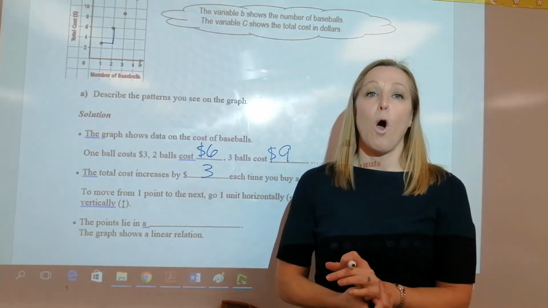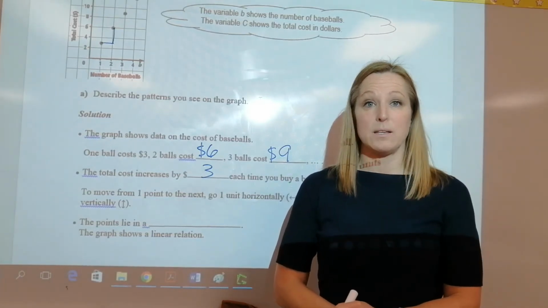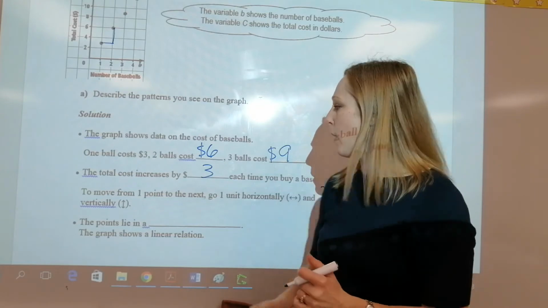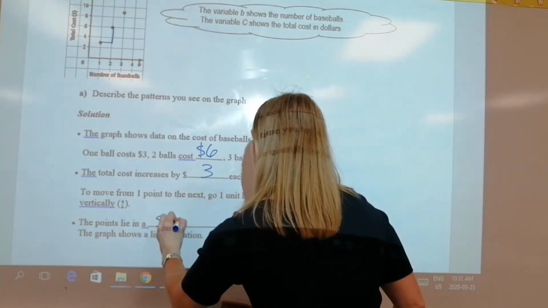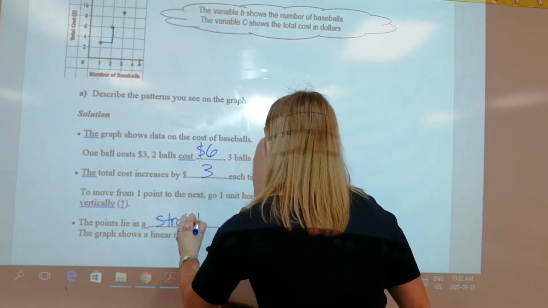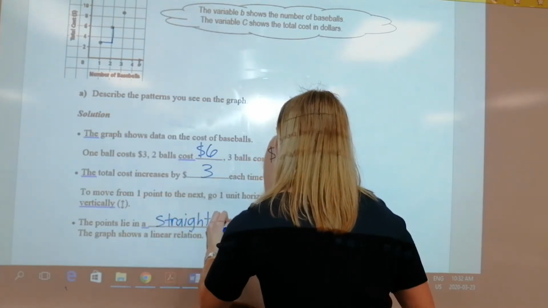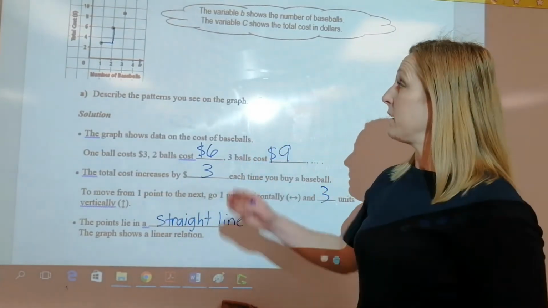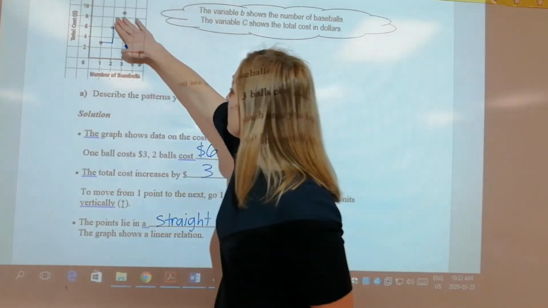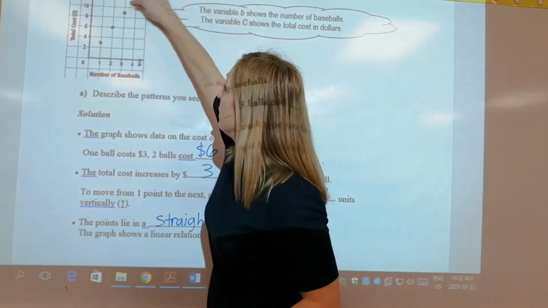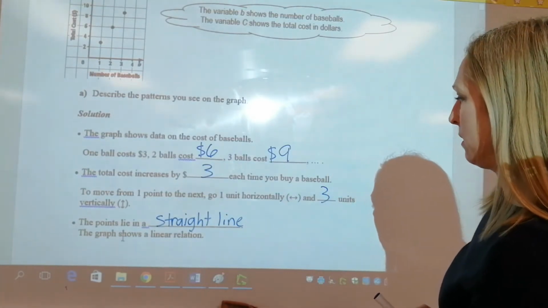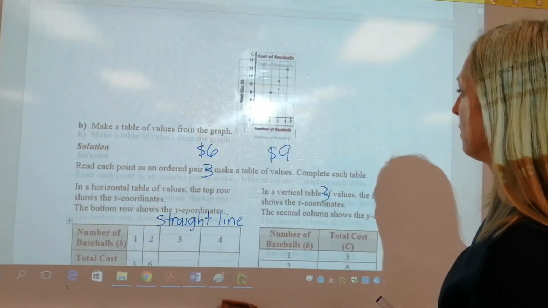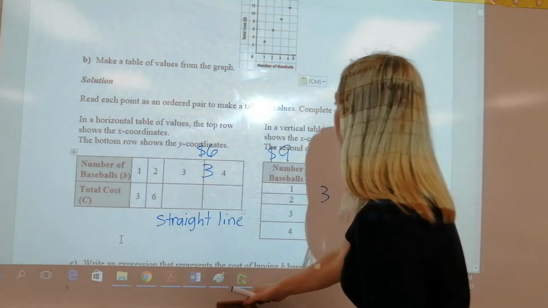The other piece is, if you remember, I said at the very beginning, what is a linear relation? Well, it showed points that lie in a straight line. And if we look at this graph here, we see that our points are all in a straight line, so we have a linear relation. Let's keep going.